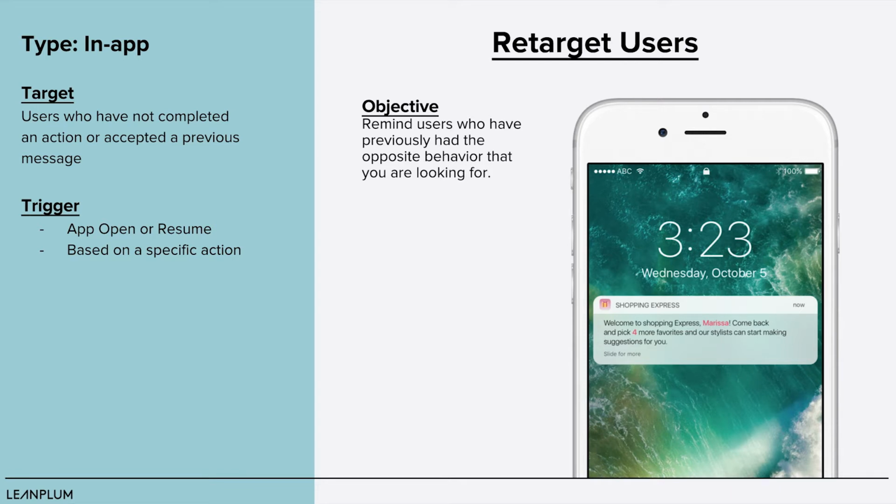So here, for example, we can target all users who have not done that specific action, as well as trigger the message based on different message templates. I've created an example within the Leanplum dashboard. Let's take a look.